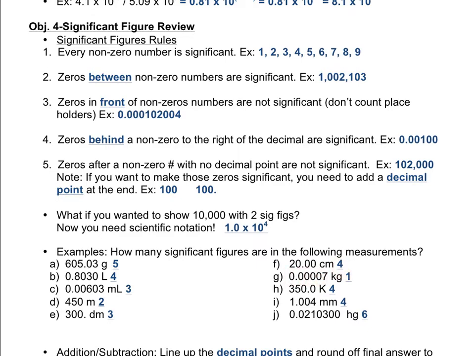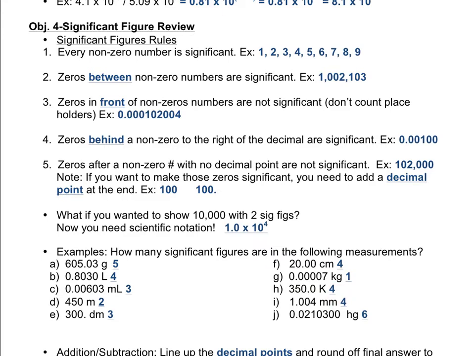Looking at G, those zeros in front don't count, so you only have 1, and that's the 7. And looking at H, you got 350.0, so you got the 3 and the 5 count. Because that decimal point's there, this 0 counts. This 0 is after a non-zero to the right of the decimal place, so that counts also. So exactly 350.0. So all 4 of those count, which is 4.